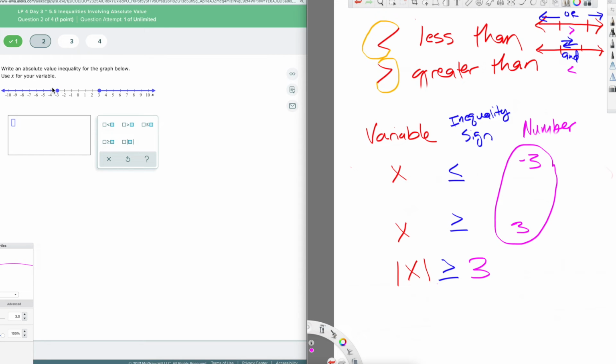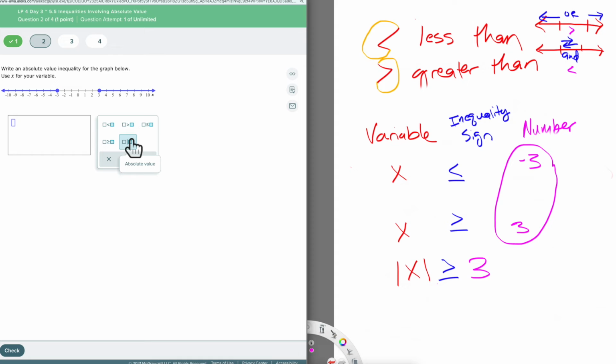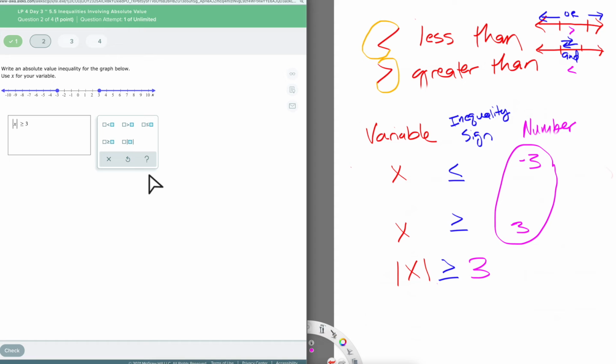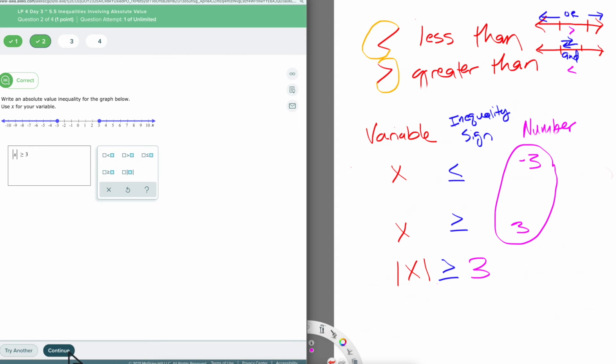So let's go ahead and do this. And we have to type it in this way, so you have to click this little button to do this and go x. And then you also have to use that button to do that guy. And then 3. All right, perfect. Let's keep going here.